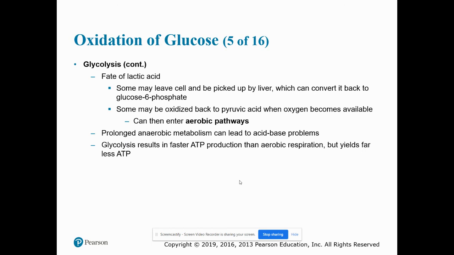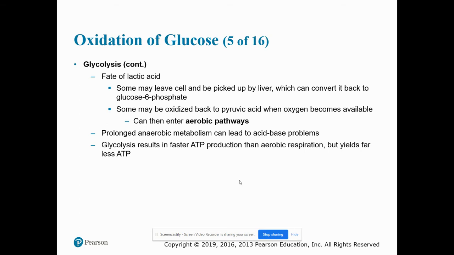So the fate of lactic acid, some may leave the cell, some may be picked up by the liver, where it can be converted back to glucose 6-phosphate, and then some may be oxidized back to pyruvic acid when oxygen becomes available. At that point, it can enter aerobic pathways. Now, prolonged anaerobic metabolism can lead to acid-base problems, which makes sense because you're making a bunch of lactic acid.